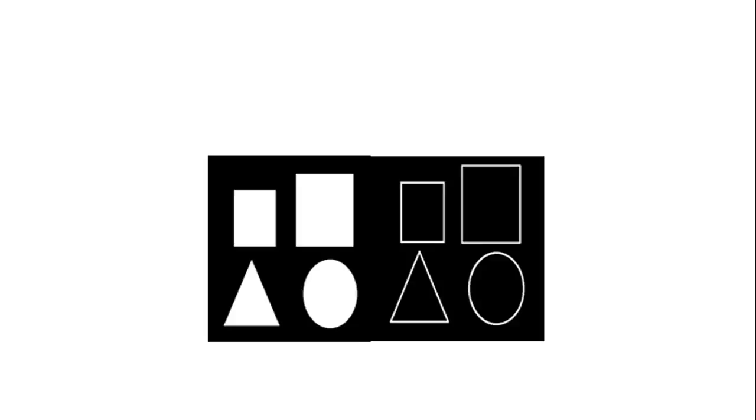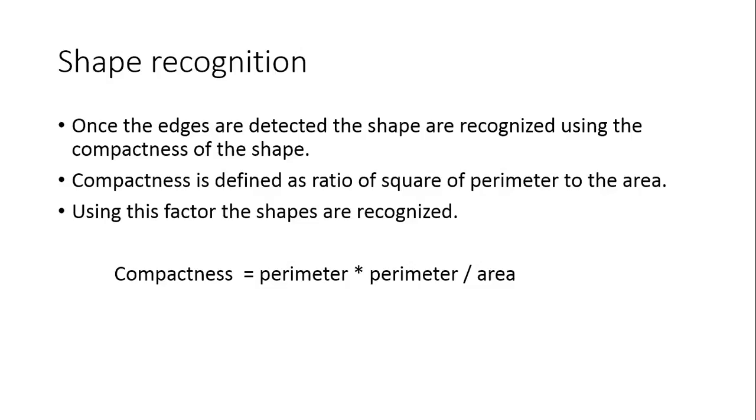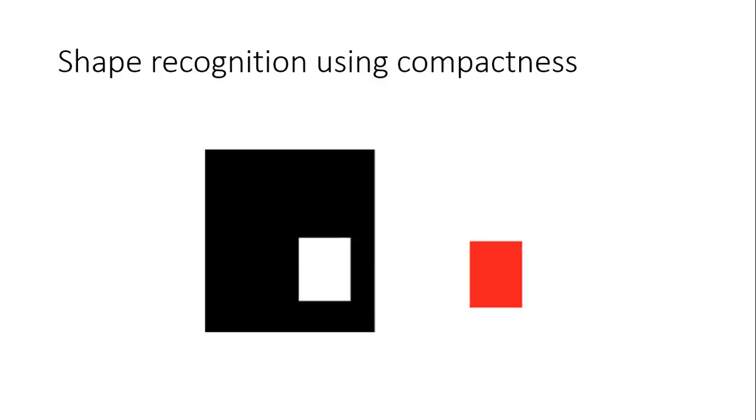Once that is done, the edges are thinned using image thinning techniques, where the thickness of the edges is reduced so that you'll have a better discrimination between the background and the edges, which could be used for shape recognition. In shape recognition, you use a concept called compactness, which is the ratio of the square of the perimeter to the area. Using this compactness factor, you find out the shapes that are being used. In this case, you could see a square being detected using the compactness factor.